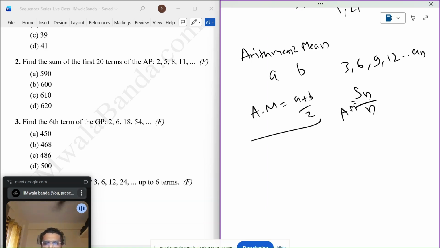Got it? But usually if there are two numbers, you will use this. If there are three numbers, you will use this. So don't keep learning formulas. Just understand the meaning of it. It's average. So I can say sum up to whatever the numbers are, divided by the total number of elements of that series we are using. Okay.